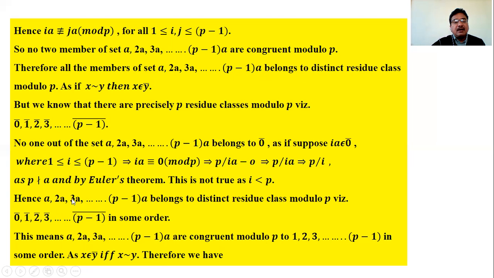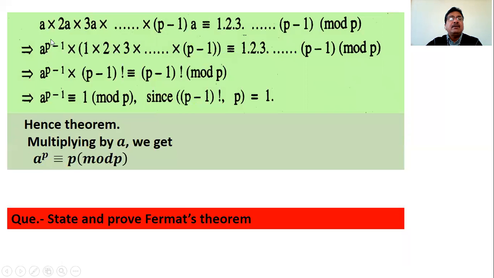Because suppose 2A belongs to 3 bar, then 2A is related to 3. Suppose 3A belongs to 5 bar, then 3A is related to 5. And no two belong to the same residue class, means all these members are congruent to 1, 2, 3, up to P minus 1 in some order. Therefore, by using this theorem, A into 2A into 3A up to P minus 1 times A is congruent to 1 into 2 into 3 up to P minus 1 modulo P. By the theorem that if A is congruent to B modulo N and C is congruent to D modulo N, then AC is congruent to BD modulo N.